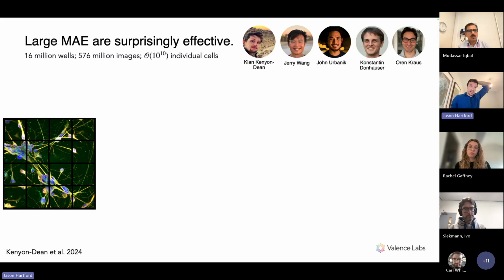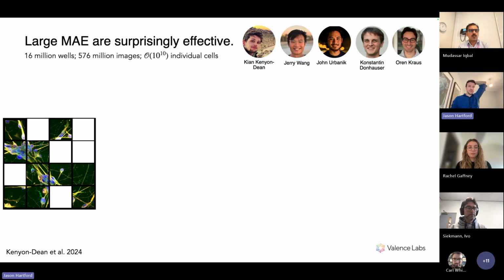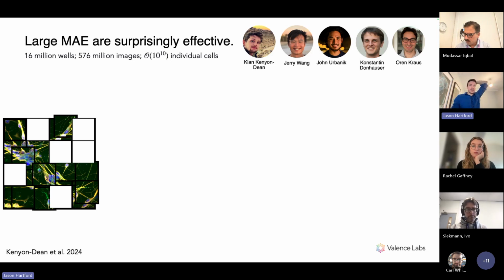So what we do is we take an image that looks like this. This is an image of a neuron cell. You break it up into patches. You mask out a fraction of these patches, and it's actually quite a large fraction, up to 80, 90% at times.